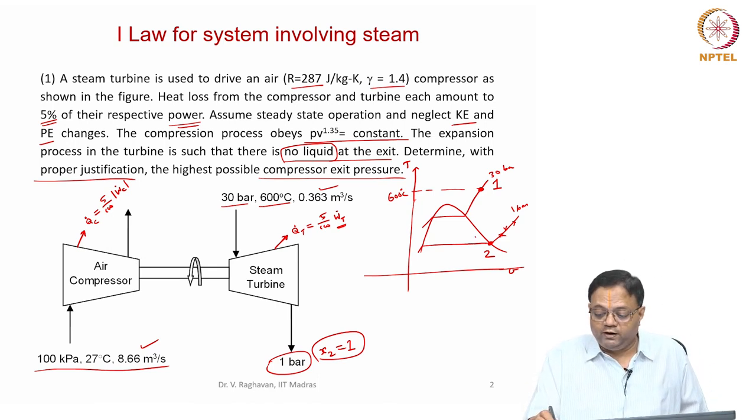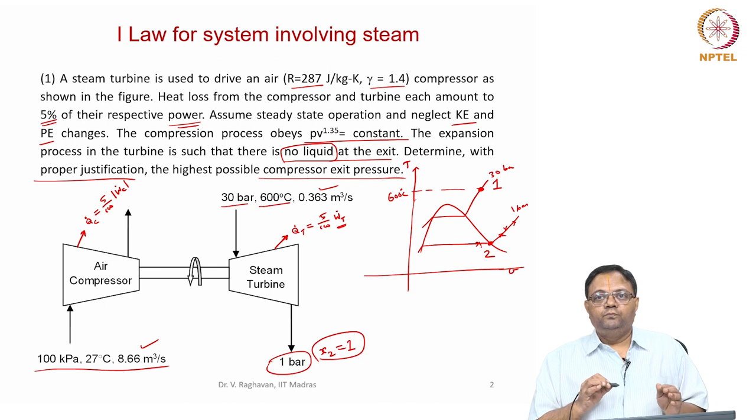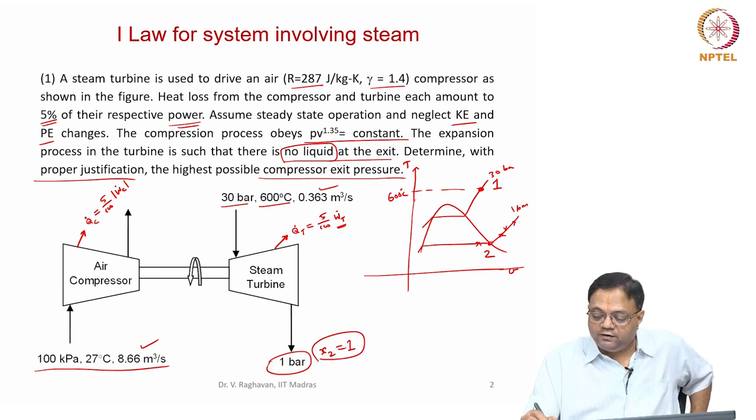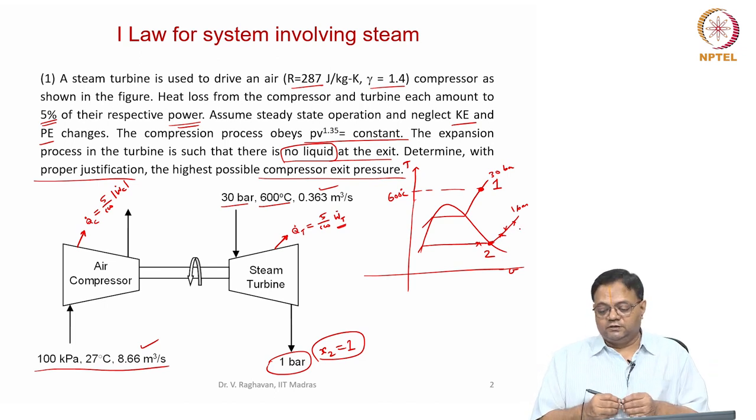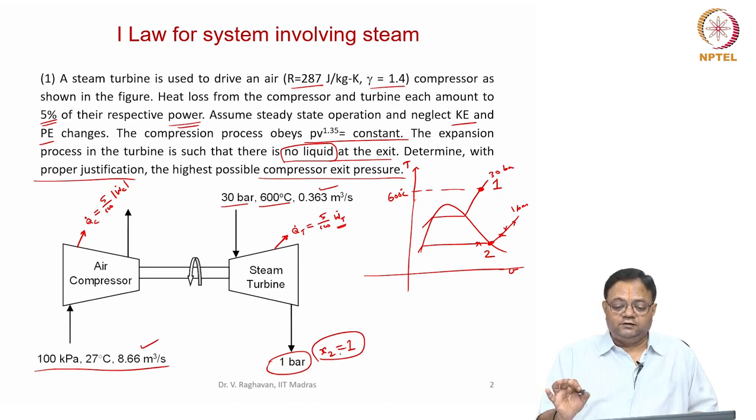I can also go somewhere here, so that h decreases. I can also go somewhere here, but liquid will come in. So I cannot take any excess here. I could only take this dot as the exit state. So the exit state is straight away fixed. Okay. So that is the understanding you have to make.